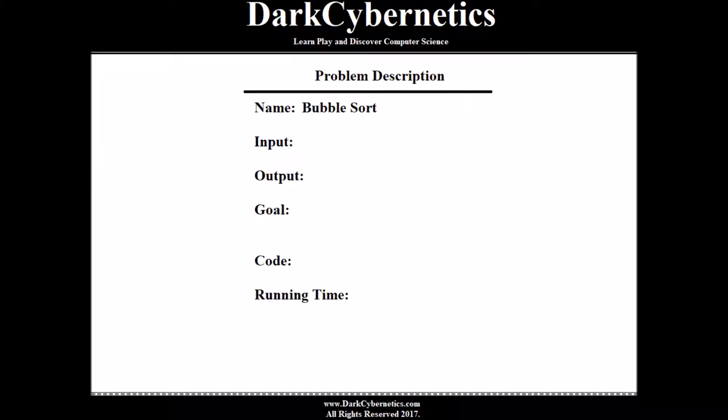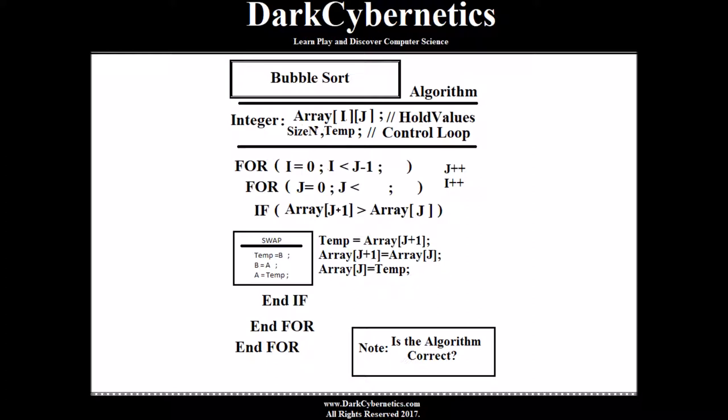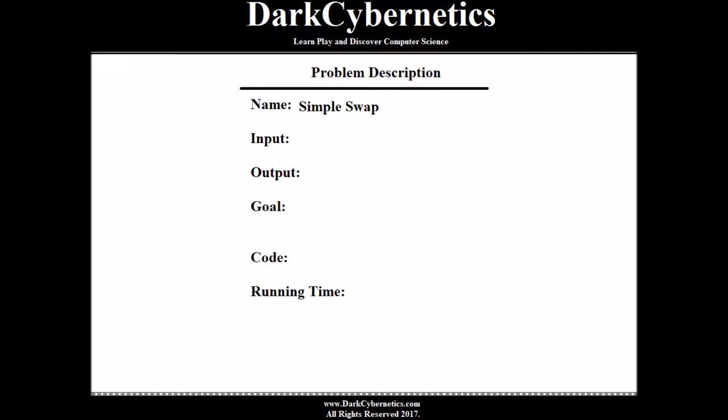We will give a formal definition for this process by naming this process as an algorithm. An algorithm is an unambiguous, logical, step-by-step process for solving a problem in a finite amount of time in legal computational steps. We will itemize the swapping technique to demonstrate legal computational steps. In the simple swap algorithm, our aim is to exchange a value held in A and pass it into value B. A problem description is used to specify the parameters of an algorithm.